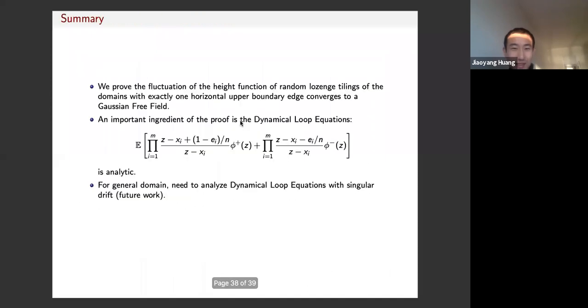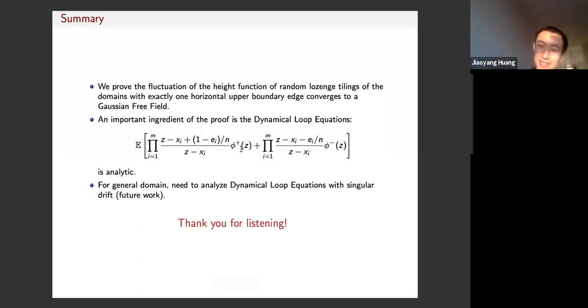Let me quickly summarize. In this talk, we proved the fluctuation of the height function for random Lozenge tiling with exactly one horizontal upper boundary edge converges to the Gaussian free field. And the important tool is the dynamical loop equation. For a general domain, you would need to analyze this dynamical loop equation for this phi, which has a singularity. I hope to have more to say about this in the future. Yeah, I think I can stop here.